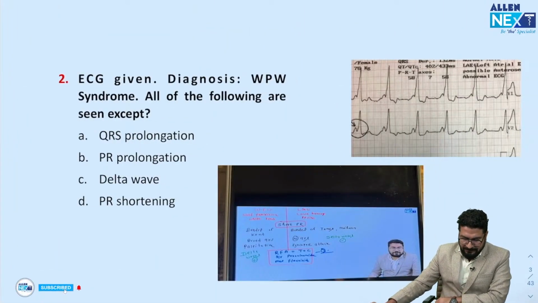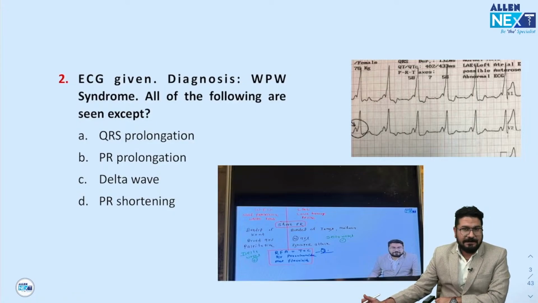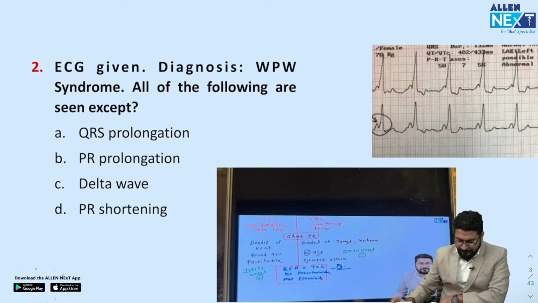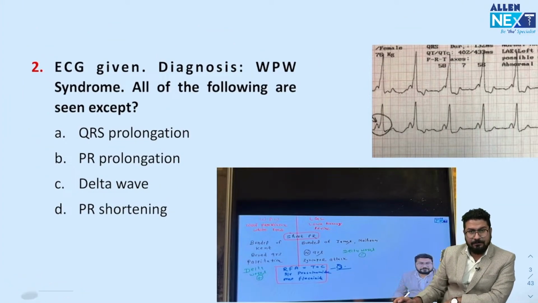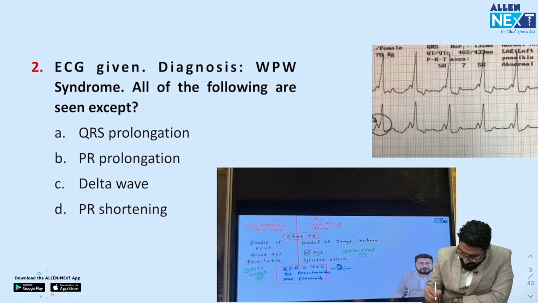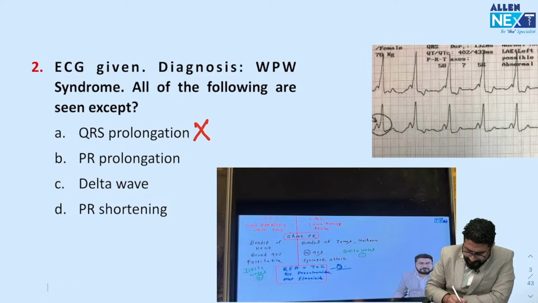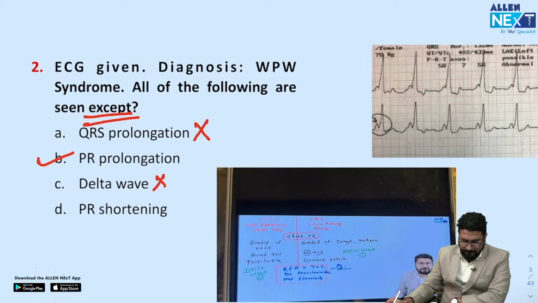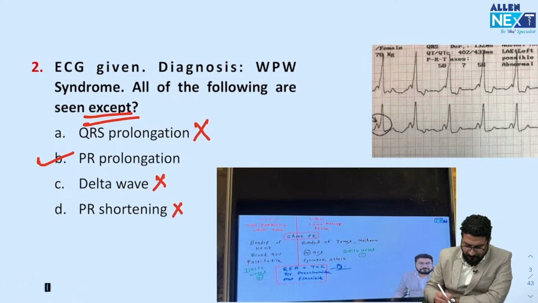Okay, then this ECG was given, or some students are saying ECG was not given, but they are asking, all are seen in WPW syndrome except. So we have discussed this in WPW and Lown-Ganong-Levine syndrome. These are two syndromes which are associated with short PR. QRS can be prolonged. We see broad QRS, but PR is not prolonged, it is short. Delta wave is a classical feature, right? So PR shortening is seen, PR prolongation is not seen.